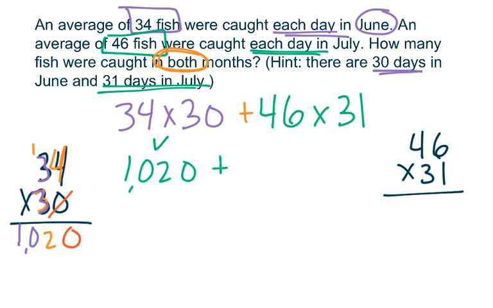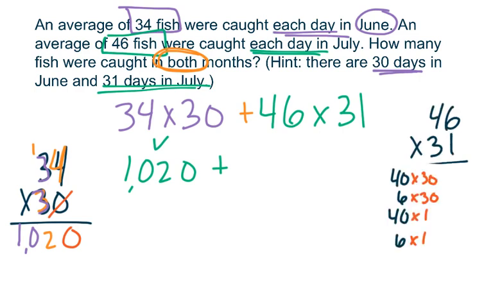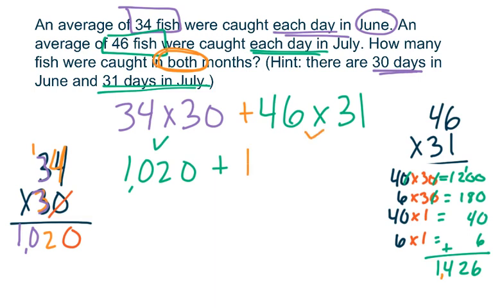Then I'm going to multiply 46 times 31 using partial products. So I have my partial products all set up so that I can multiply 40 times 30, 6 times 30, 40 times 1, and then 6 times 1. Then I get my final product of 1,426. And now I'm going to add that to 1,020.